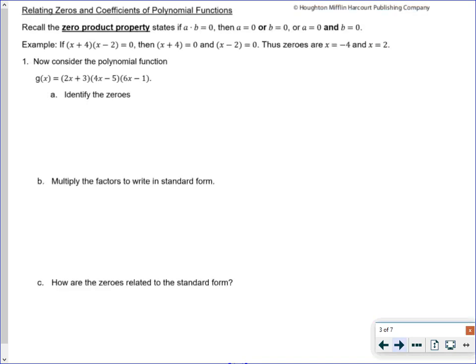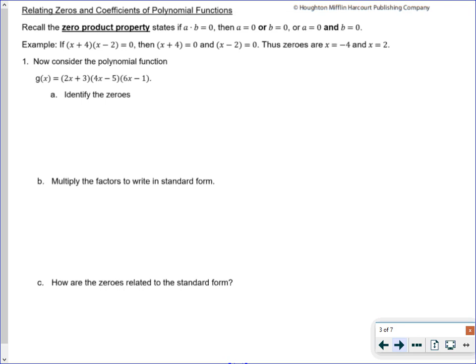So let's go ahead and actually start with the notes. So yes, you remember the zero product property rule. That applies to almost everything we've done this semester so far. And what it really says is that if you're multiplying two terms together, like for instance, A and B, and it equals 0, then A has to be 0, or B has to be 0, or in our cases, A and B has to equal 0. For example, if you have x plus 4 times x minus 2, and that equals 0, then x plus 4 has to equal 0, or x minus 2 has to equal 0, or both. And in this case, we get our zeros, x equals -4 and x equals 2.